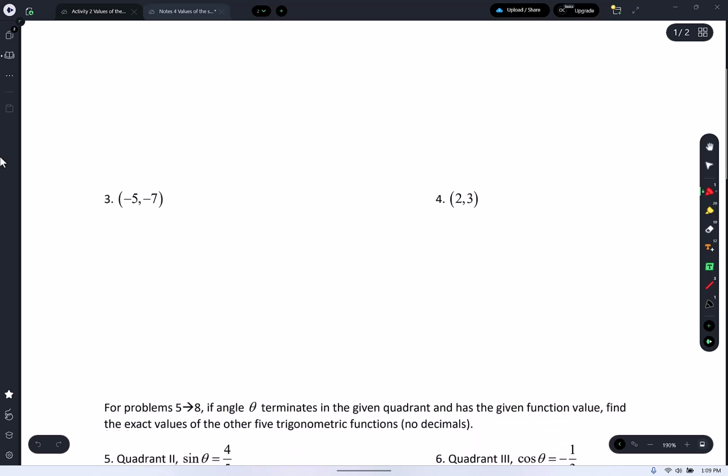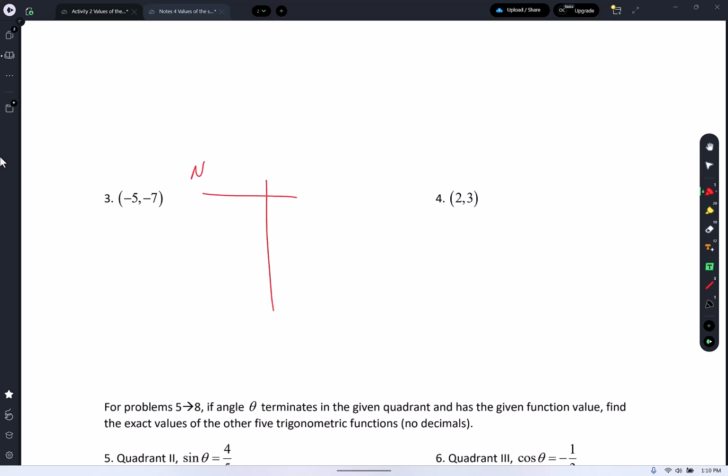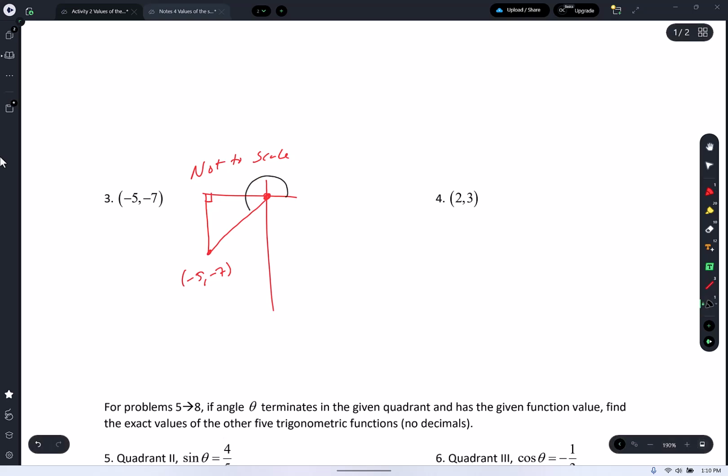It says -5, -7. So I'm going to exaggerate quadrant 3. So here I am exaggerating quadrant 3, not to scale. I'm going to go -5, -7. I'll put a point and go from the origin to that point, and then draw up a perpendicular to the x-axis. The actual angle is this one, but you're going to use the reference angle, theta r, to help yourselves out. So that means this is -5, this is -7.